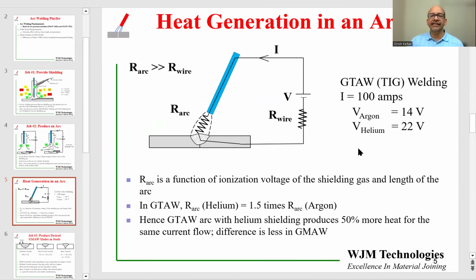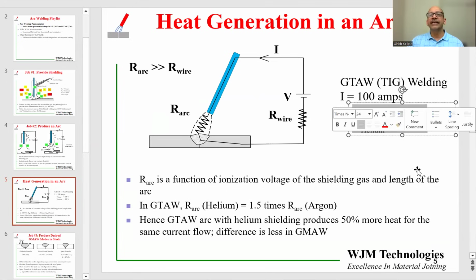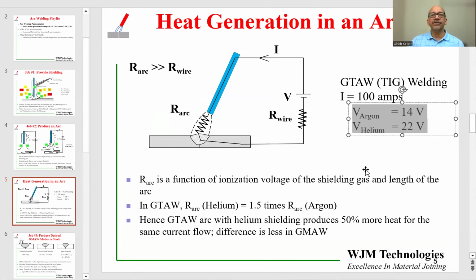Now, here's an interesting aspect of two different shielding gases. When we do gas tungsten arc welding, or GTAW, and let's say we are passing about 100 amps of current, you will find that the voltage for argon, if you're using argon as a shielding gas, required to initiate the arc is 14 volts, whereas the voltage required for initiating the arc with helium is 22 volts, about 50% more. And why is that?